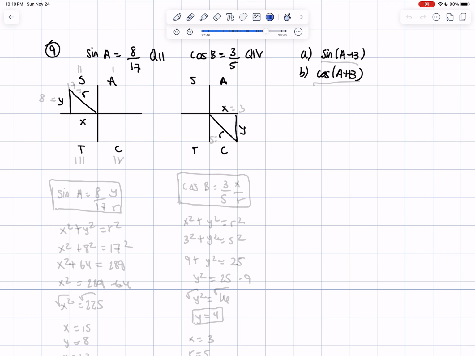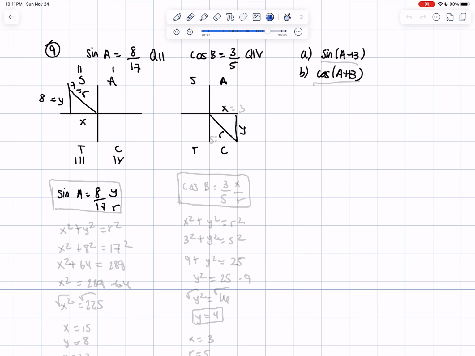And remember, ASTC means that all of them are positive in quadrant 1, sine is only positive in quadrant 2, tangent is only positive in quadrant 3, and cosine is only positive in quadrant 4. So we go 3, 2, 1. Sine is y over r. So if they give me my y is going to be 8 and my r is going to be 17.